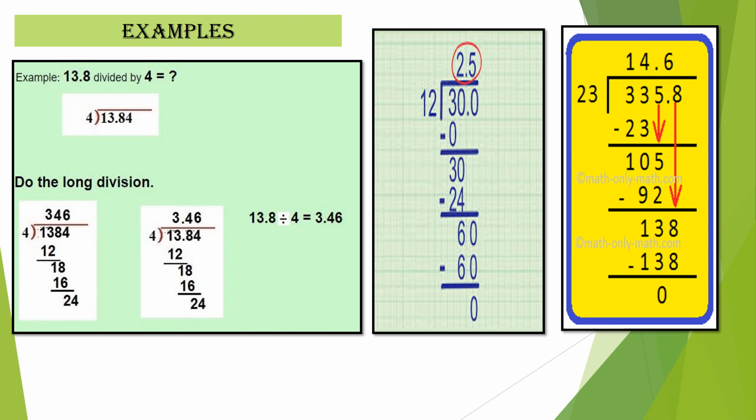So you stop here. Now in the dividend you can see the decimal is after 1 place. So in the quotient also you have to put the decimal after 1 place. So the answer will be 14.6.